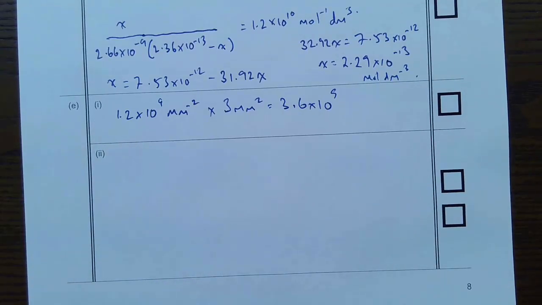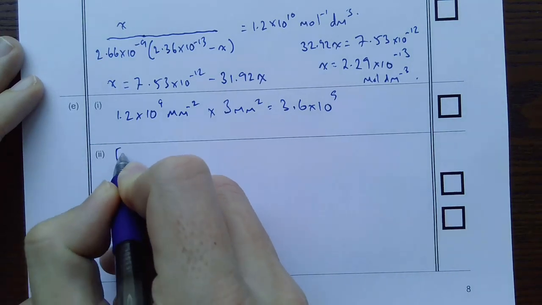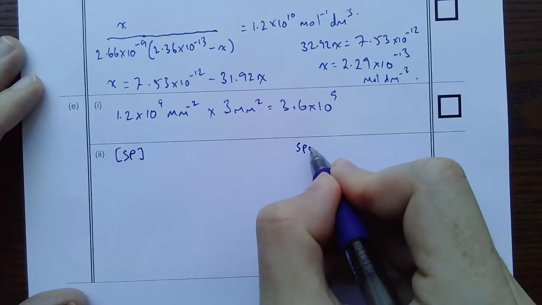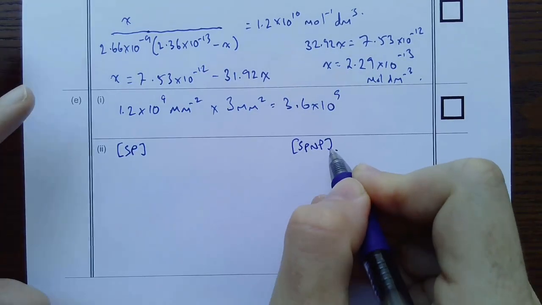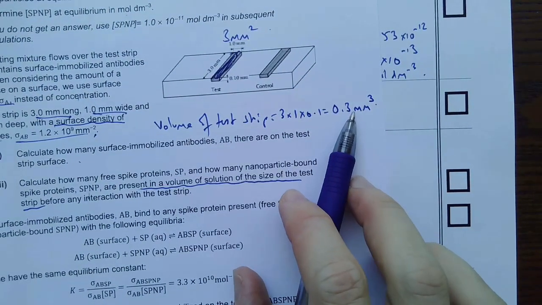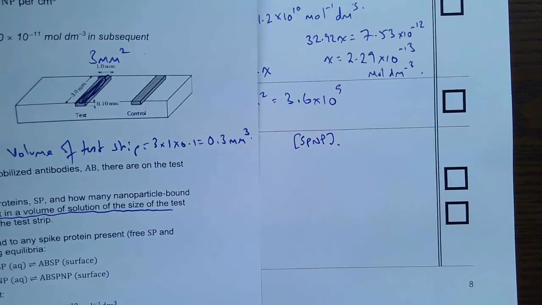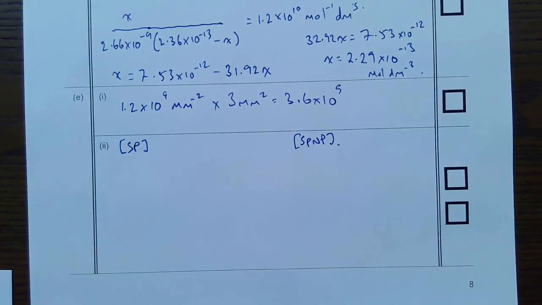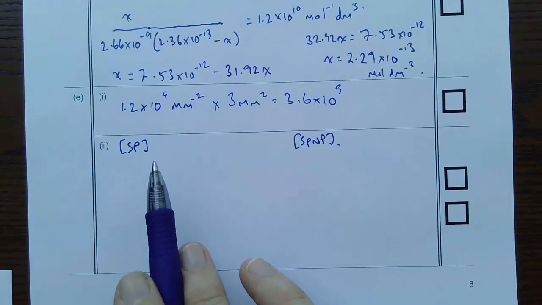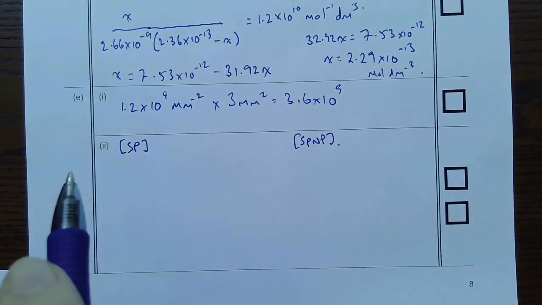So what I need to do is write out SP concentration and SPNP concentration, and then I know the volume of my test strip, so if I know my concentration, I should be able to just work out how many particles are in that volume. So it's a pretty straightforward question. It's just taking the concentration and working out in 0.3 millimeters cubed how many particles are there. So again, we're going to do a unit conversion.